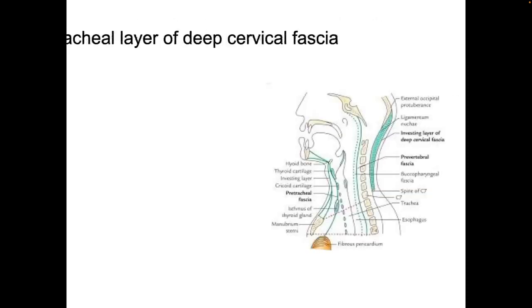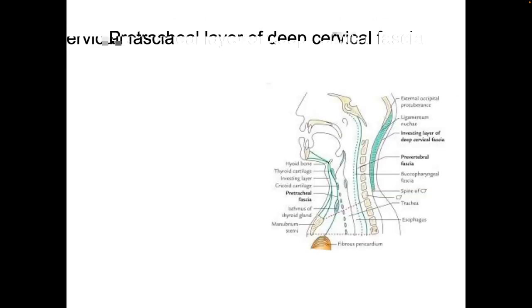Now we come to the pretracheal layer of deep cervical fascia. Pretracheal, as the name says, lies in front of the trachea, in front and at the side of the trachea. It extends from the hyoid bone to the thorax. When it goes into the thorax, it blends with the fibrous pericardium. So it extends from the hyoid bone downwards.